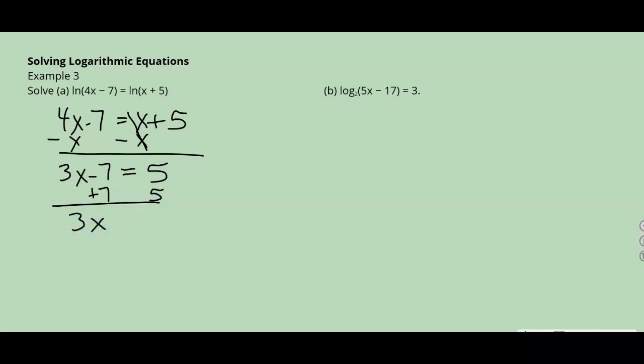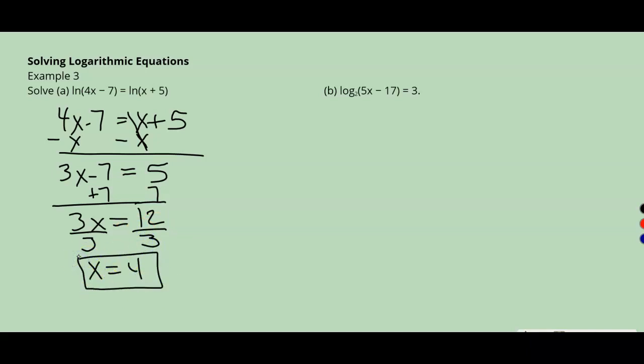I don't know why I put a 5 there. Let's see. Add 7 to both sides. And that equals 5 plus 7 is 12. Divide by 3, x equals 4.